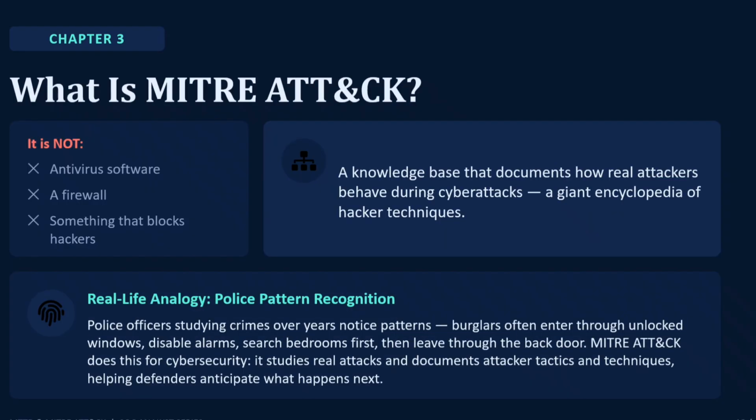Now let's move to one of the most famous cybersecurity frameworks in the world, MITRE ATT&CK. First, it is very important to understand what it is not. MITRE ATT&CK is not an antivirus software. It is not a firewall. It does not block hackers. Instead, it is a knowledge base that documents how real attackers behave during cyber attacks. Think of it as a giant encyclopedia of hackers' techniques.